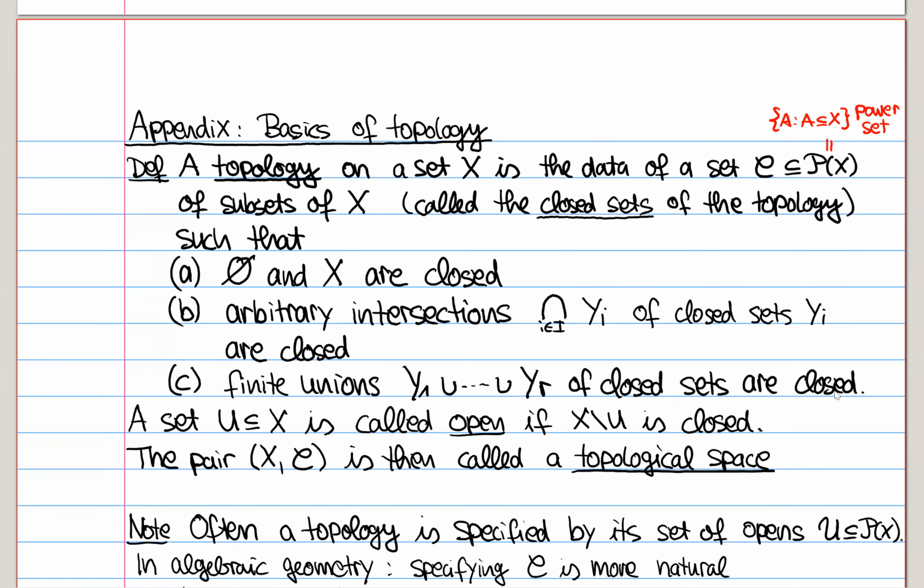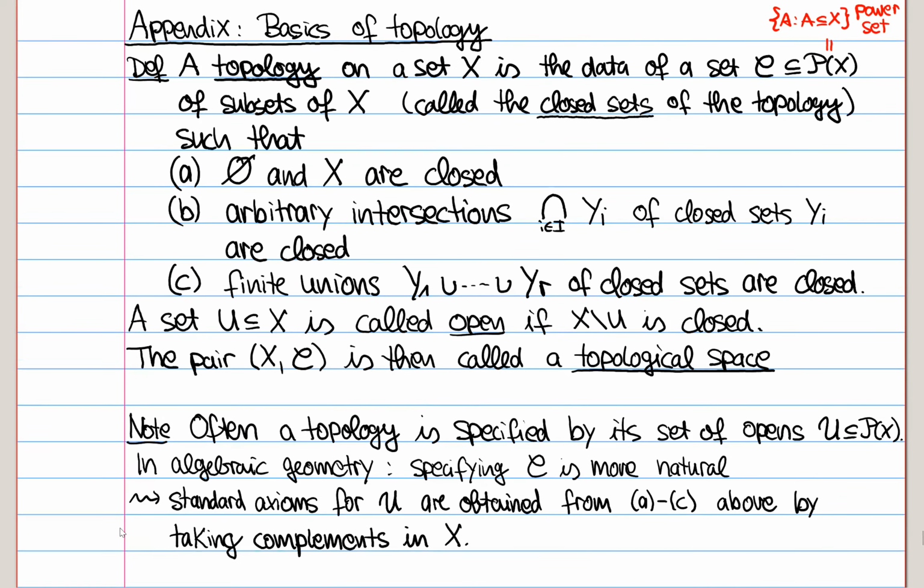And then, complementary to this, a set U in X is open if its complement is a closed set. And then this pair of X with this collection of closed sets is called a topological space. As I remarked at the beginning, often a topology is specified by a set of open subsets. It just turns out that in algebraic geometry, it's more convenient to specify the set of closed sets, and we're mostly going to follow this language.